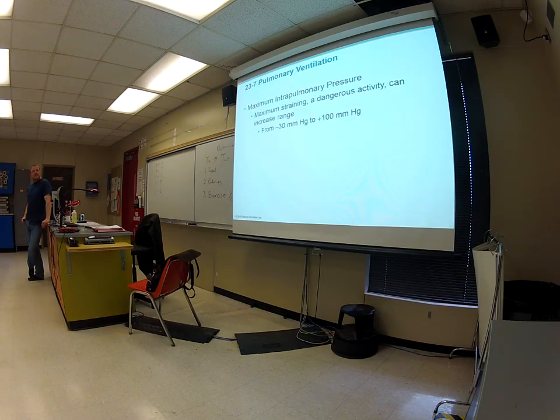So maximum intrapulmonary pressure, with maximum straining, a dangerous activity, can increase from negative 30 millimeters to plus 100. Okay? And it says maximum strain, a dangerous exercise. So too much is what it's saying. Now we have a few things in place that prevent that from occurring. The thoracic cavity itself, the serous membrane that covers the lungs, prevents overinflation.